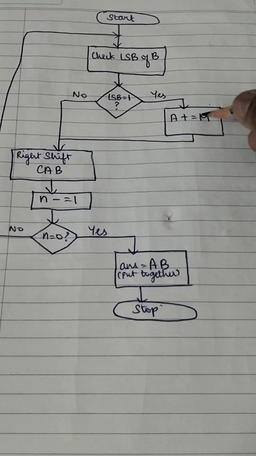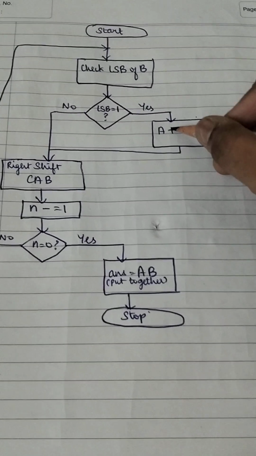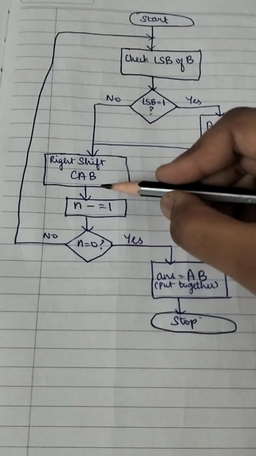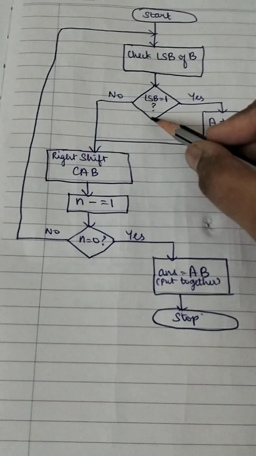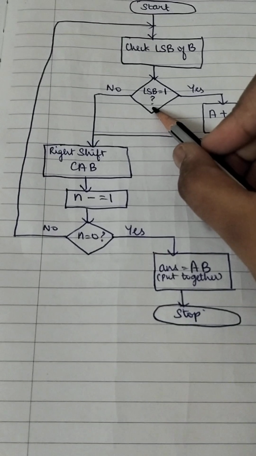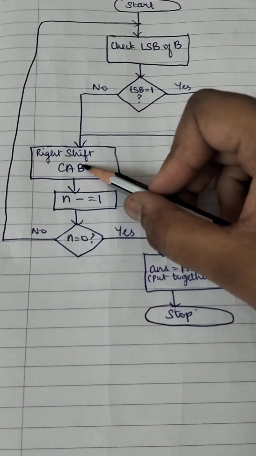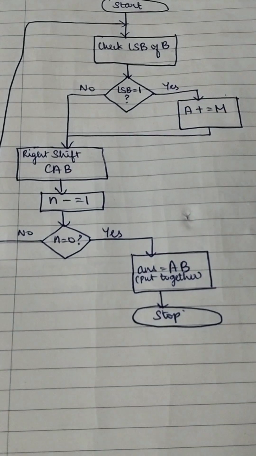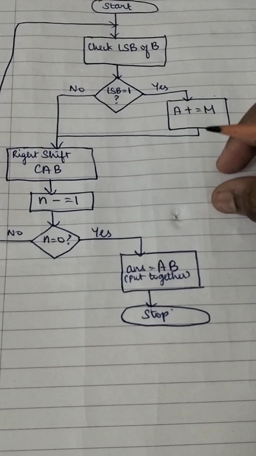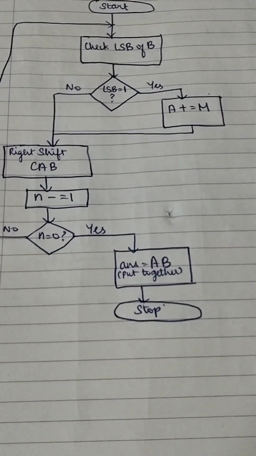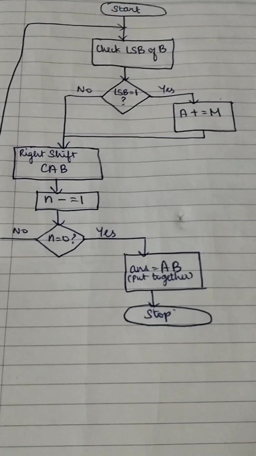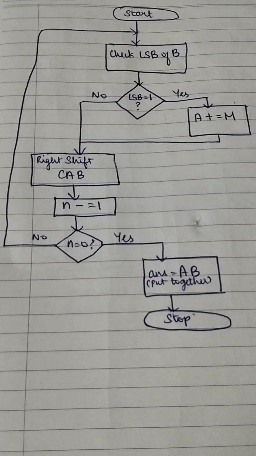So you add the multiplicand to the accumulator, and then you right shift CAB. If it is not a 1, that is if it is a 0, directly you are going to right shift CAB. So what are these? What does CAB stand for? The three values: C carry, A accumulator, and B the multiplier. You right shift each of them by one digit.